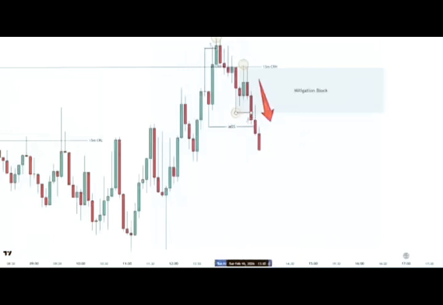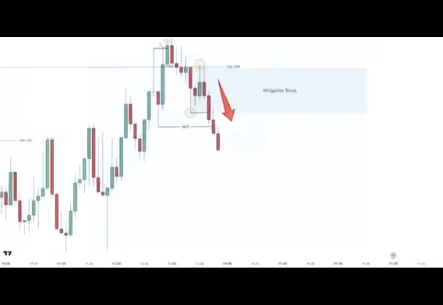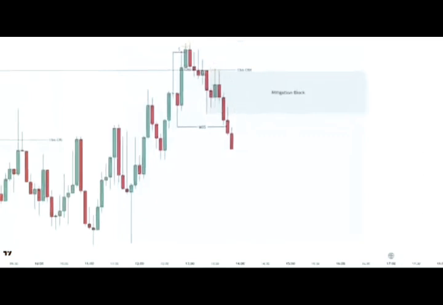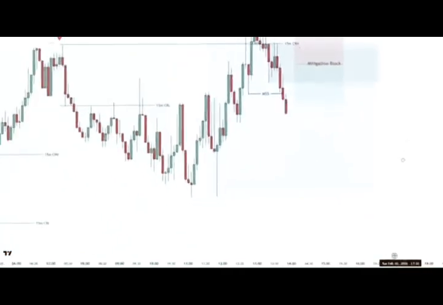So in this case, the mitigation zone becomes the large down-close candle formed between the first swing high and the swing low. Since the zone is relatively large, I choose to place my sell limit order at the midpoint to get a better risk-to-reward ratio, with the stop loss above the swing high. For take profit, I target the Asian session low.